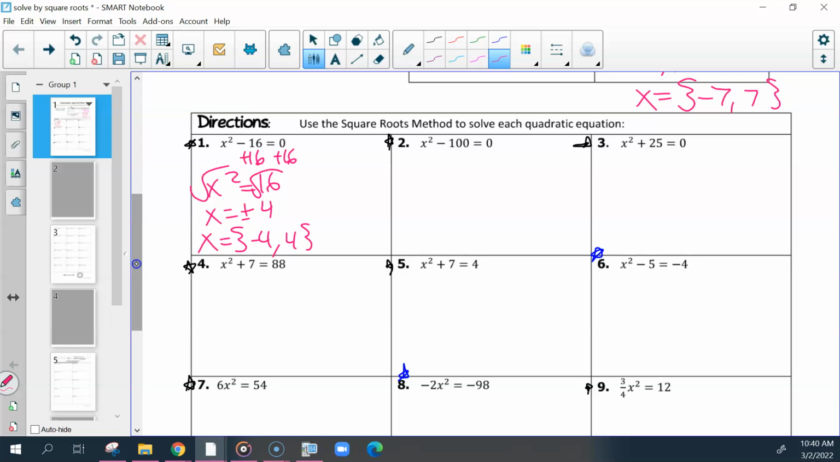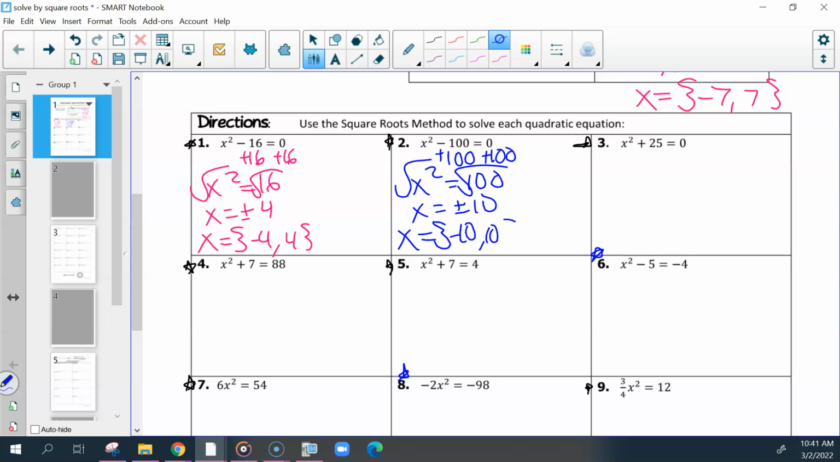Really quickly, walk me through how would I do number 2? Add 100 to both sides. Root of both sides. We get plus or minus 10. And then write it in your solution set. Negative 10, 10.